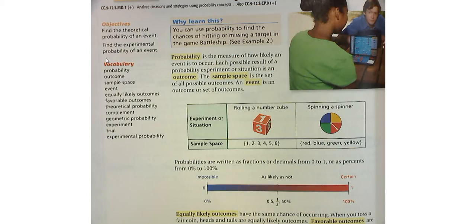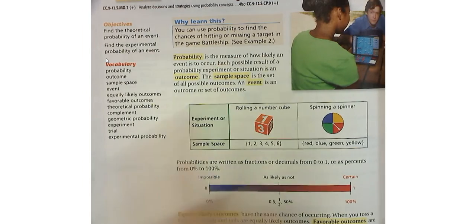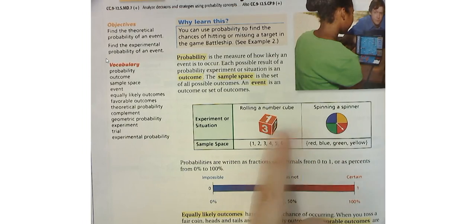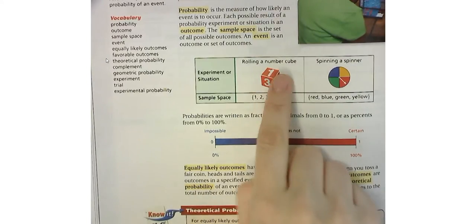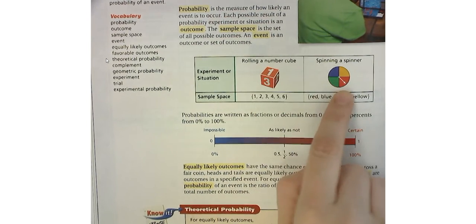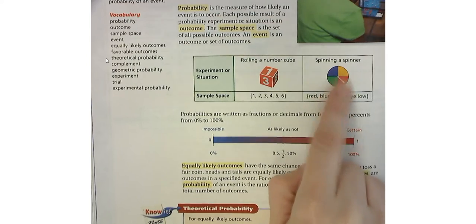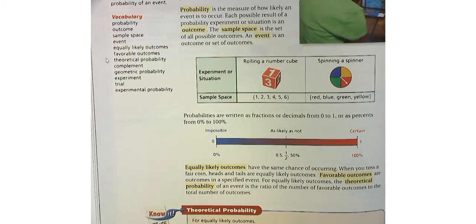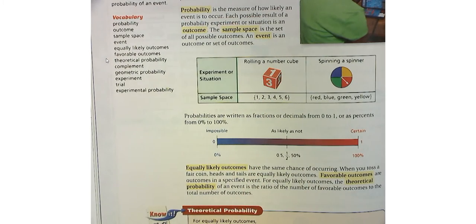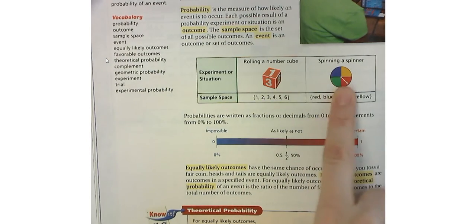So, we just defined all of these values. Here are a couple of situations we'll talk about today. Rolling a number cube: when it says number cube, it's just a die, so 6-sided. Or spinning a spinner, and the spinner sometimes will have colors, sometimes it'll have numbers on it. The sample space of the number cube would be the numbers 1 through 6. For this spinner, the sample space is red, blue, green, and yellow.